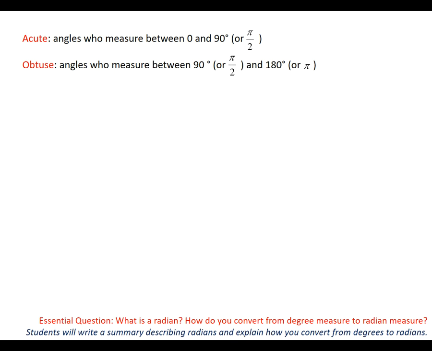Acute and obtuse. This is not news to you, right? You've seen acute and obtuse before. Acute means you're between 0 and 90, or 0 and pi over 2. And then obtuse means between 90 or pi over 2 and 180 or pi. I don't know if that comes up in the homework or not, but I'm not going to do any examples on that. You should be able to identify whether you're acute or obtuse. Notice it's not anything greater than 180. If you go bigger than 180, you can't identify those as acute or obtuse. It's only less than 180.